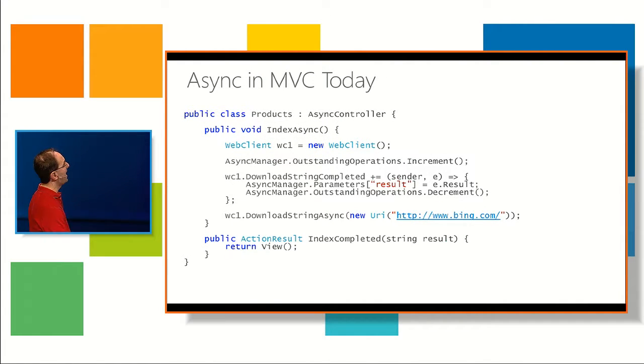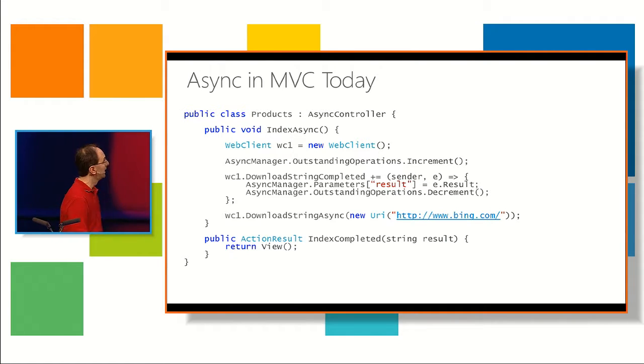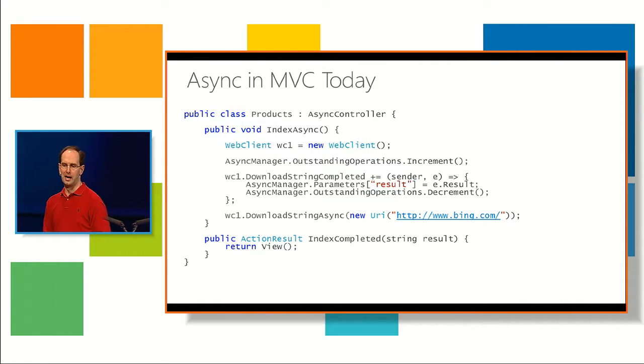Here's what you do today with MVC in order to enable it. We've supported it since ASP.NET MVC2. It's a little bit messy code. You have to actually explicitly wire up callbacks, and you have to kind of increment and decrement when you're actually doing operations. And you have to kind of manage the parameters that you pass. And you have a begin and an end method in order to do it. So this works today, lets you build really scalable solutions. But again, it's kind of a little bit messy.